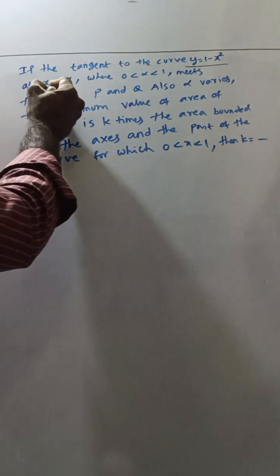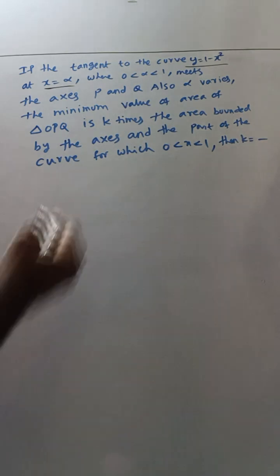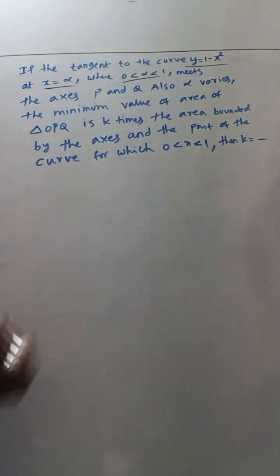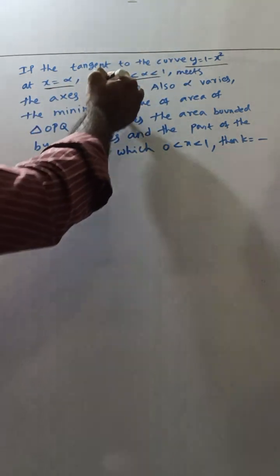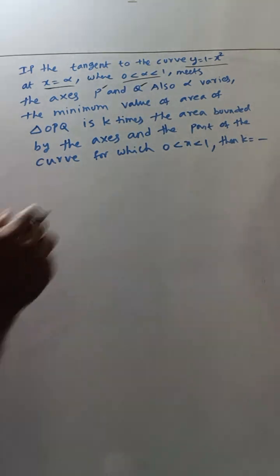If the tangent to the curve y equal to 1 minus x square at x equal to alpha, where alpha value is 0 to 1, meets the x-axis at P and Q, and alpha is varying, means alpha changes here. It may be at any place on the curve.